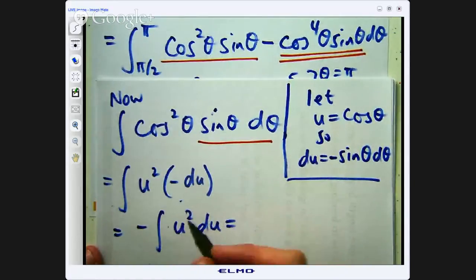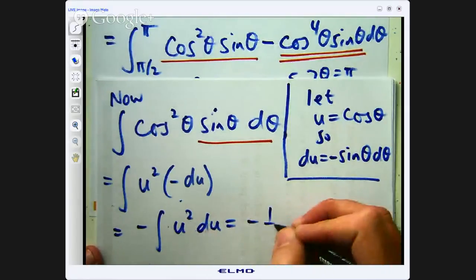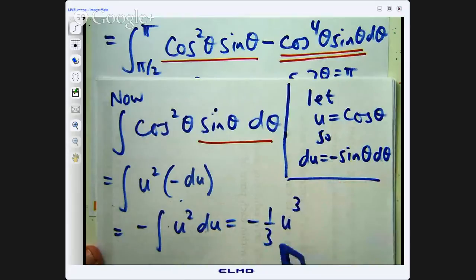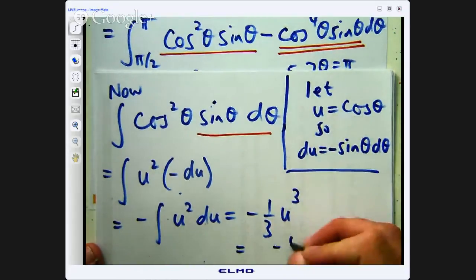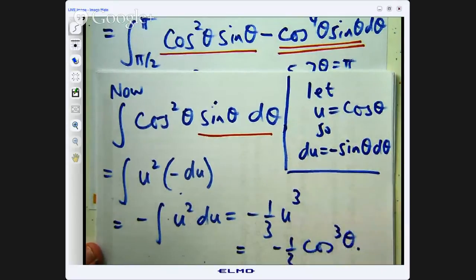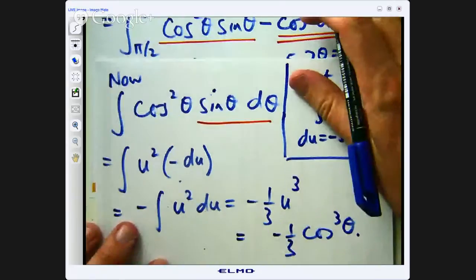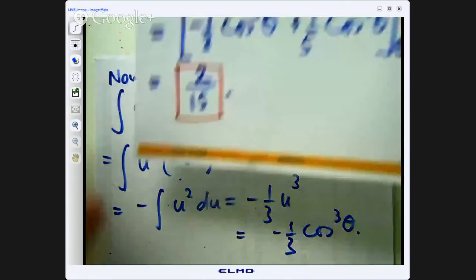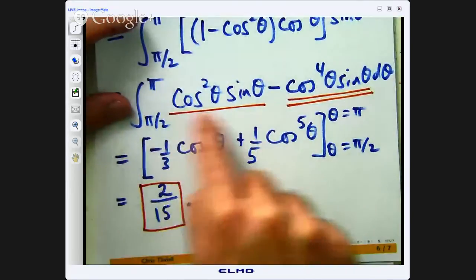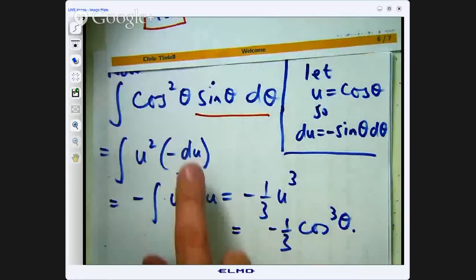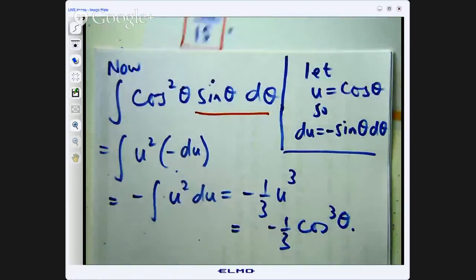I can integrate u squared. That's easy. I'm going to forget about the constant. And then u equals cosine theta, so that's negative 1/3 cosine cubed theta. That is how we got that thing right there from that. It's the same integral, but I've just taken an extra couple of steps to do it.